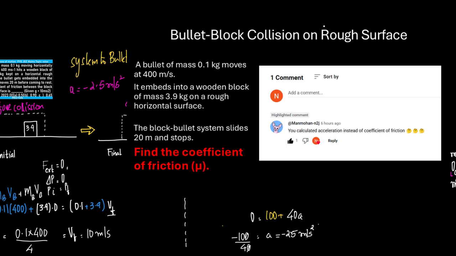Okay, having said that, let's now move on to the solution. Just to have a quick recap: we had a bullet of mass 0.1 kilogram embedding into a wooden block of 3.9 kilogram, and then the system moving under the force of friction alone. We've been asked to find out the coefficient of friction.